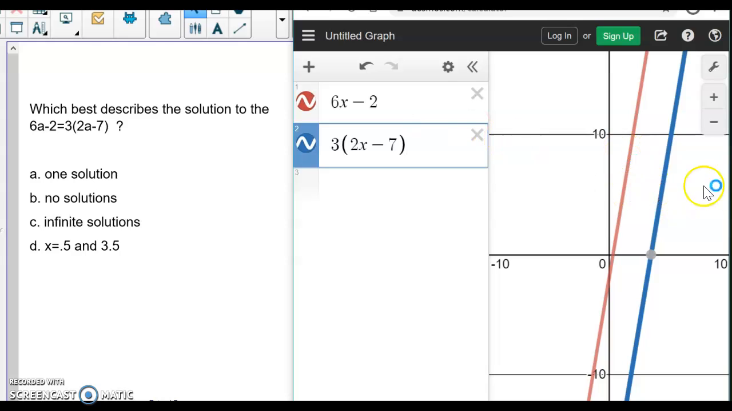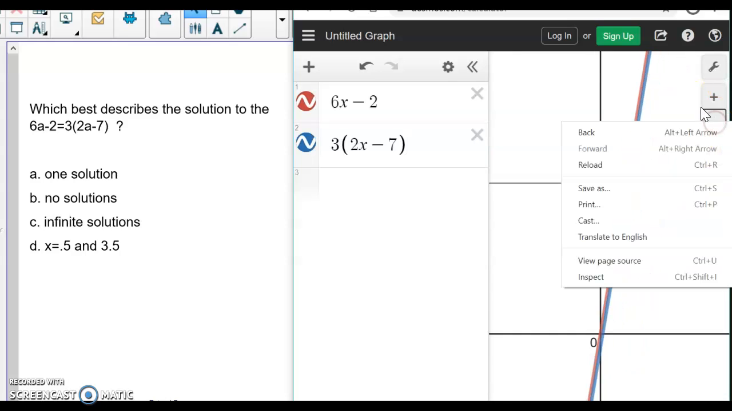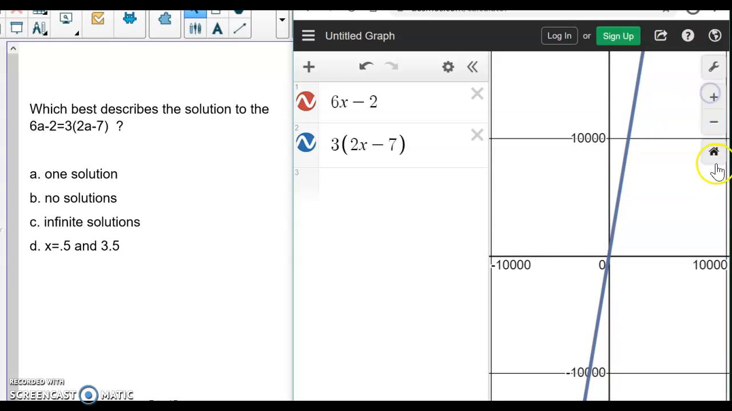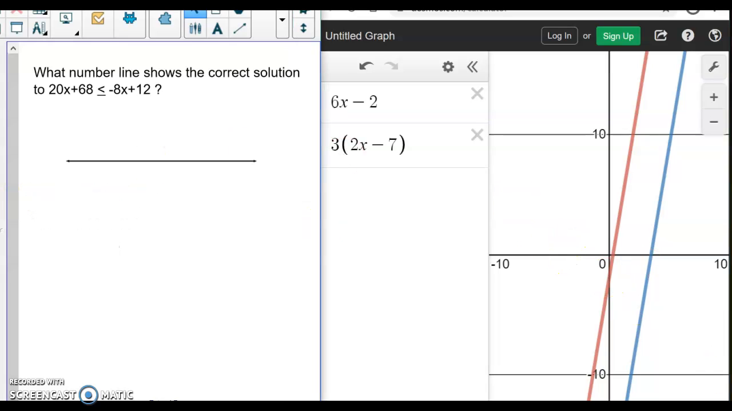When we do this, we see what our lines look like on our graph. Remember, parallel lines, we want to make sure we zoom out just to make sure there's no possibility of them crossing anywhere, and it does not look like they do. All right, so parallel lines would be no solutions. Infinite solution is where we only see one line, and one solution is where they intersect once.